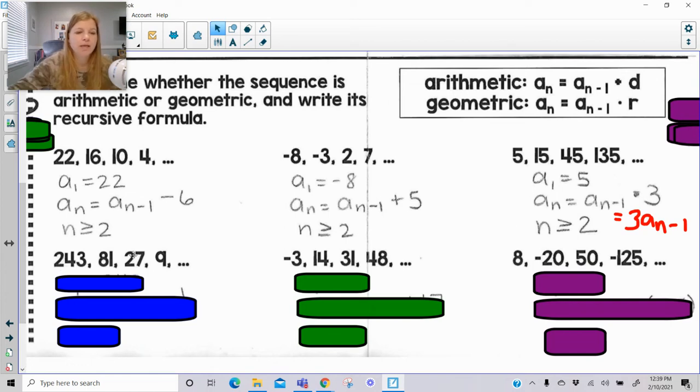Okay, 243, 81, 27, 9. So we might look at this and say, hey, I think the numbers are dividing by 3. But remember, dividing by 3 means to multiply by 1/3. So my a sub 1 is 243.